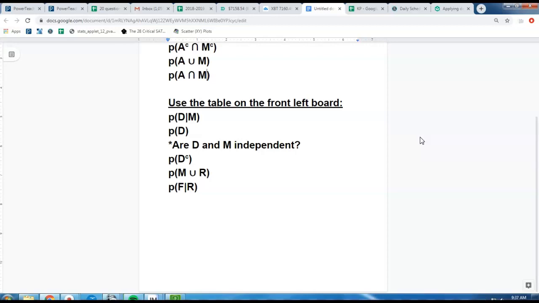Then the second one, I'm saying, what's the probability of D? That's just overall. I'm not saying given anything. I'm just saying there's 70 Democrats, there's 160 people. 70 out of 160.